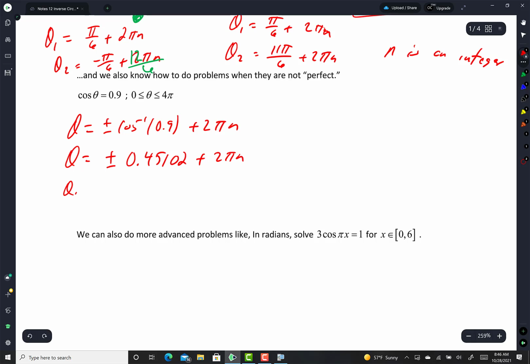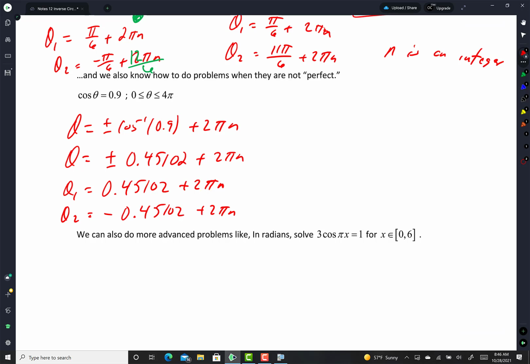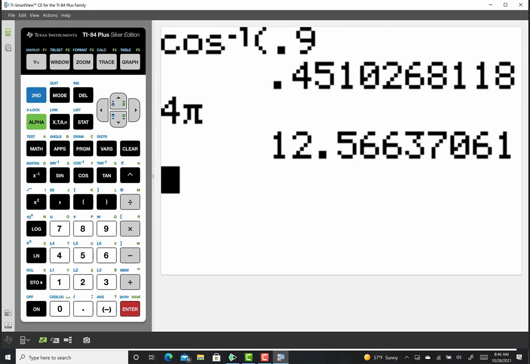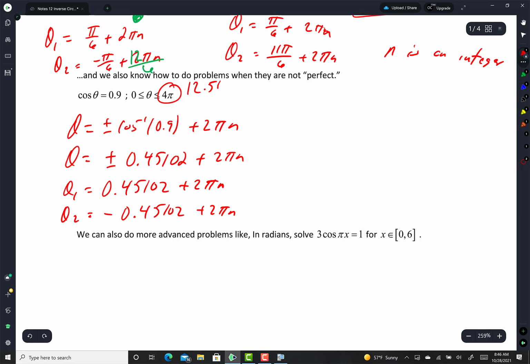And then theta 1 equals positive 0.45102 plus 2 pi n. And then theta 2 is equal to negative 0.45102 plus 2 pi n, where n is any integer. And if you want to know what 4 pi is in decimal, 4 pi is 12.566. So we want all the answers between 0 and 12.566.